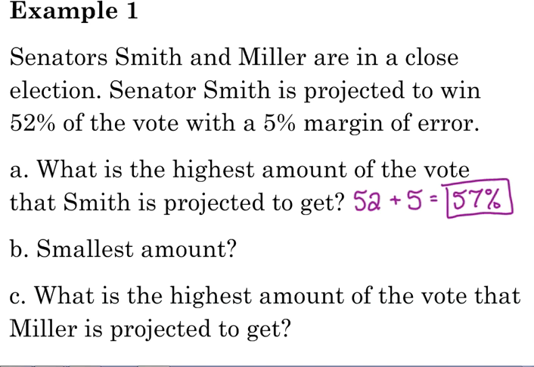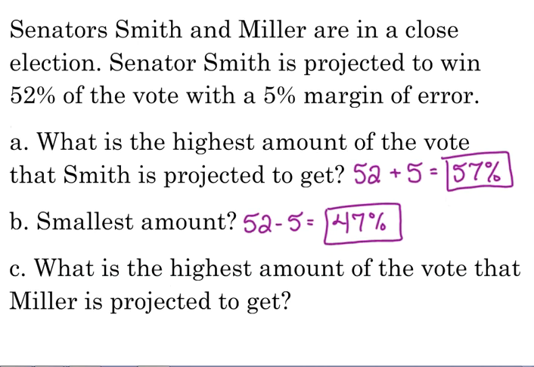Now, we all know that actual results turn out differently in the end, but this is the statistics prediction, okay? The smallest amount, you subtract the 5%, you subtract the margin of error from the projected amount, and you get 47%. So there's a 10% range here of what he could actually get of the vote.